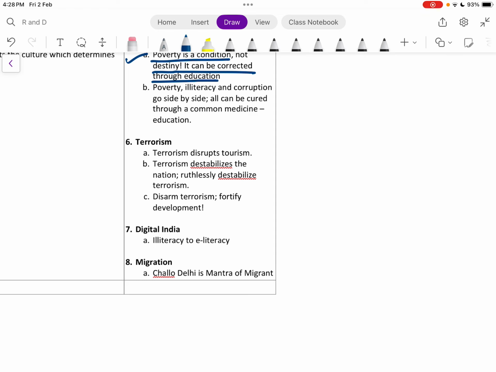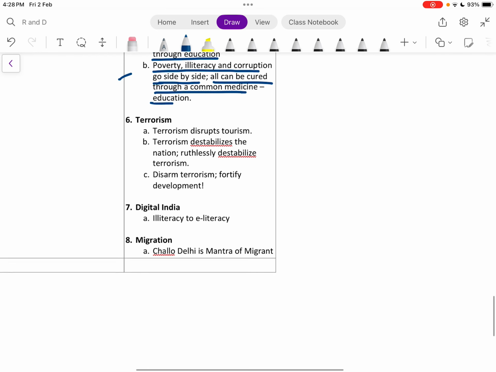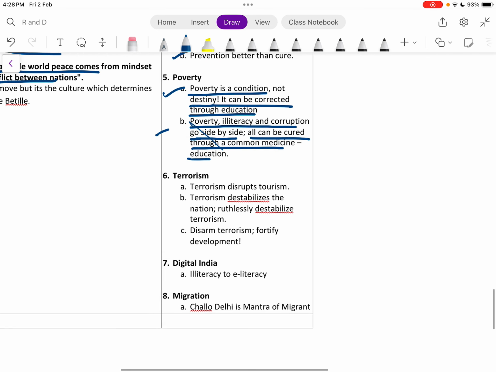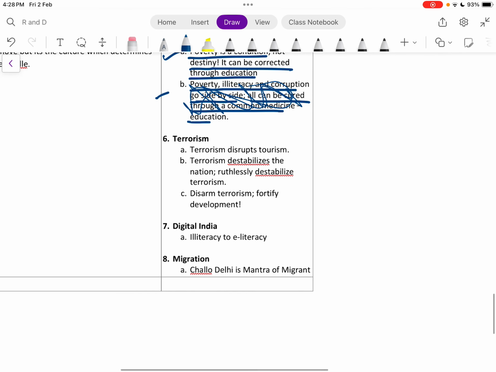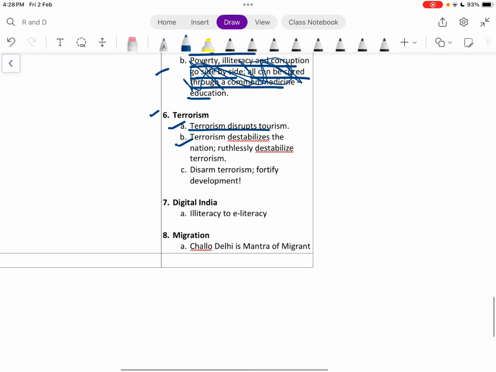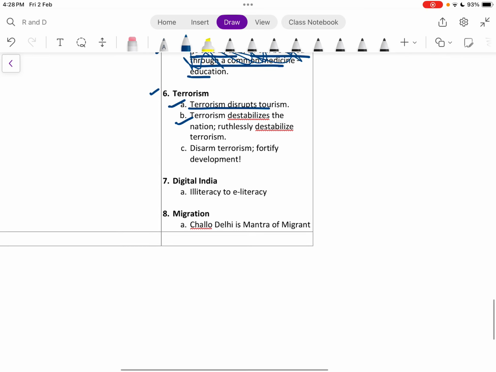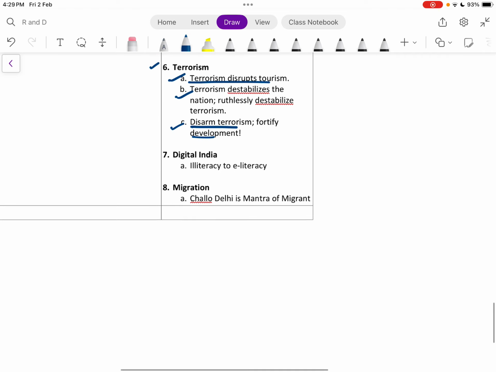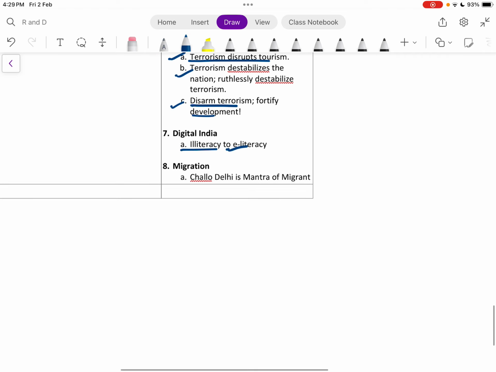Okay, poverty, illiteracy, and corruption go side by side. All can be cured through a common medicine, that is education. Terrorism, leave this too for the same purpose. So poverty is a condition, not a destiny. It can be corrected through education. Terrorism disrupts tourism. Terrorism destabilizes the nation, ruthlessly destabilize terrorism. Disarm terrorism, fortify development.